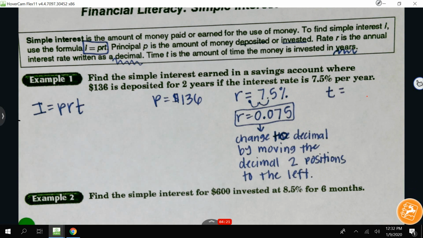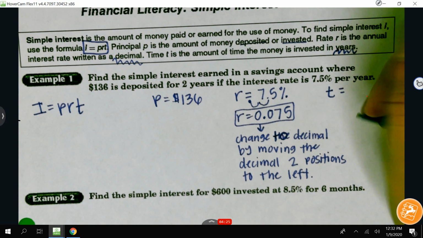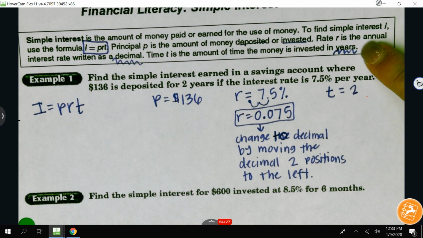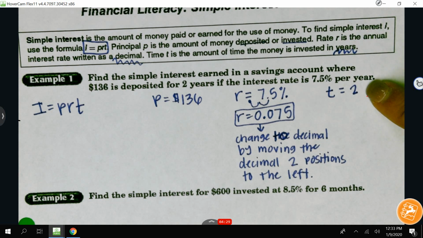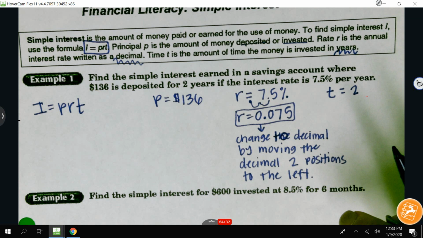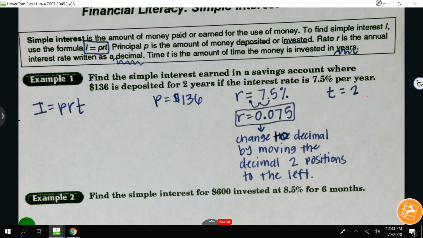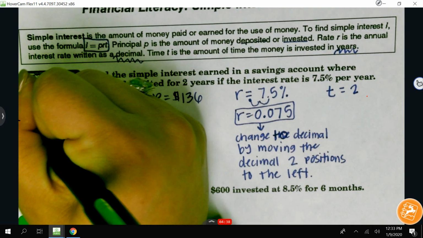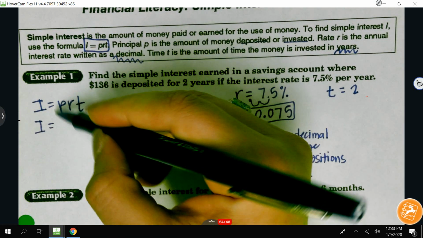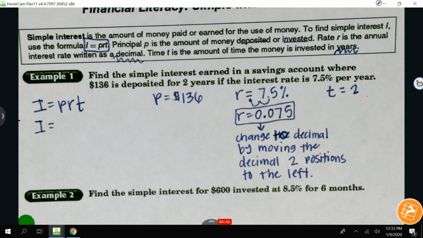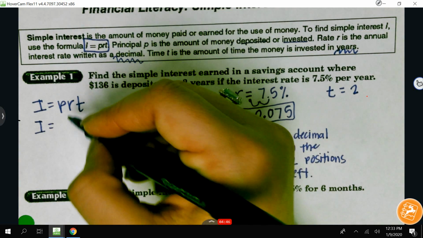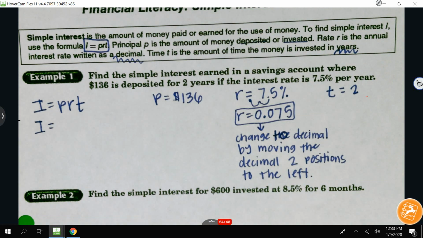And then T is my time. So how long am I depositing here? 2 years. So T is 2. It has to be measured in years. It's already measured in years, so we don't have to do anything to that. Now that we know P, R, and T, we can simply plug them into the formula. Since it's I equals PRT, what does it mean you're doing with all those numbers? Not adding them. You're multiplying. You don't see any symbols in there, so that means you're just multiplying.